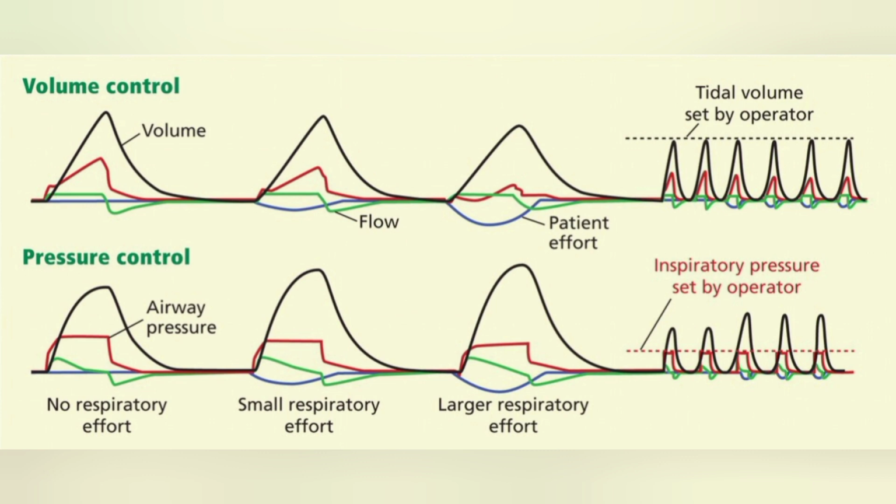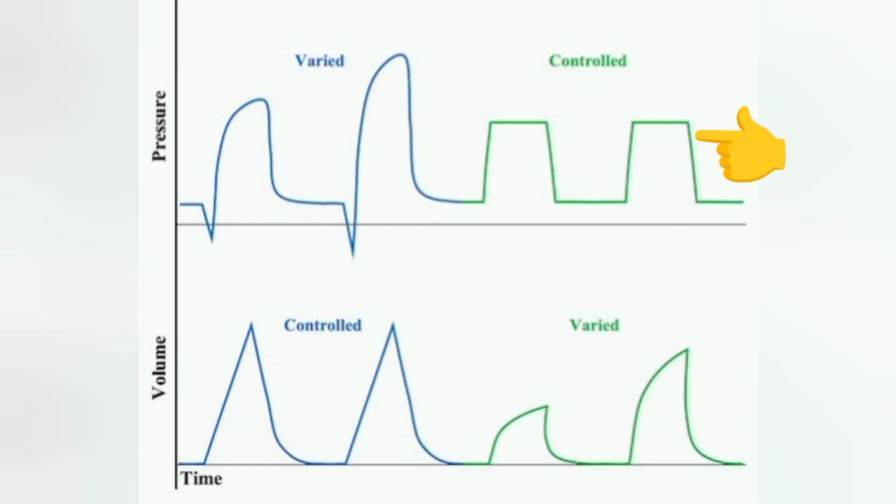The second mode is pressure control. In this mode, the doctor sets how much pressure should be maintained inside the patient's lungs while inhaling and exhaling. In this mode, pressure is maintained constant and according to the lungs' response, tidal volume keeps changing, but it should be in the normal range.